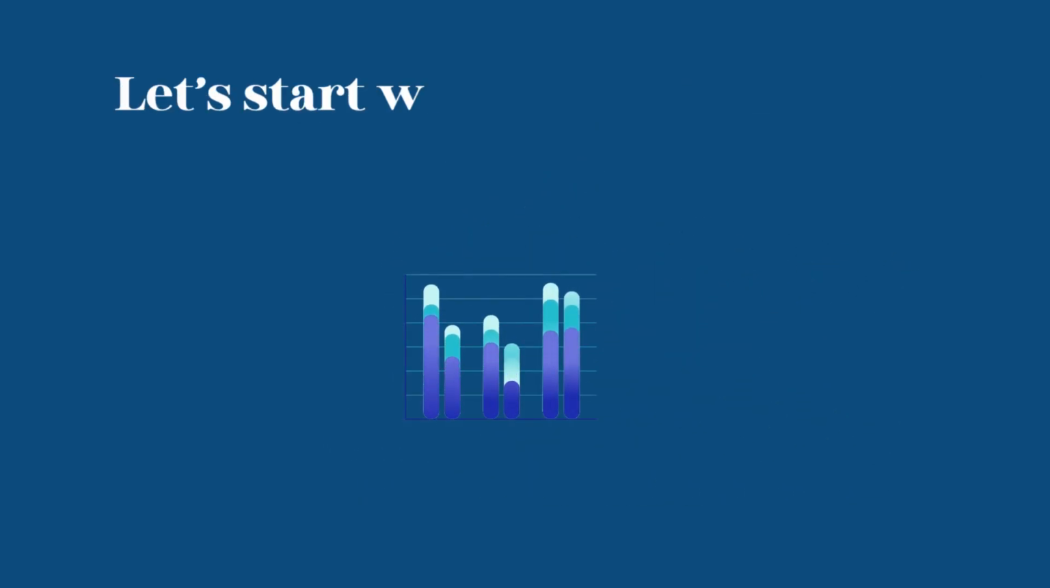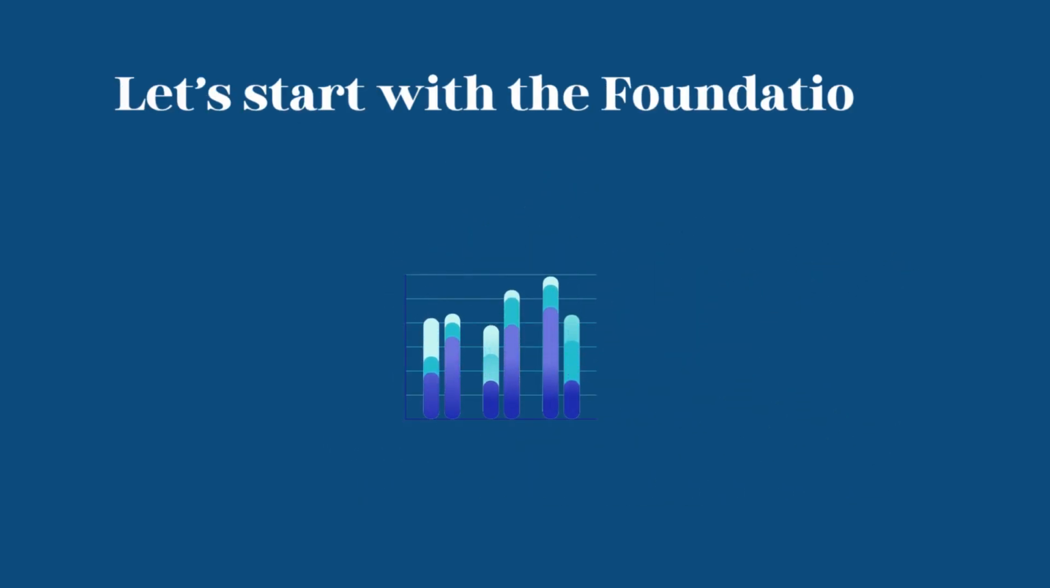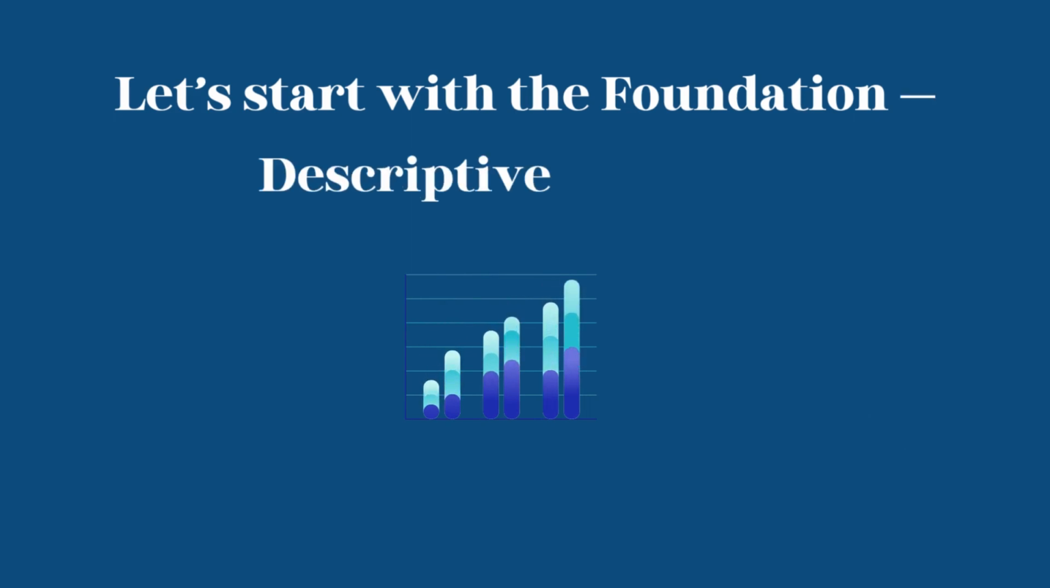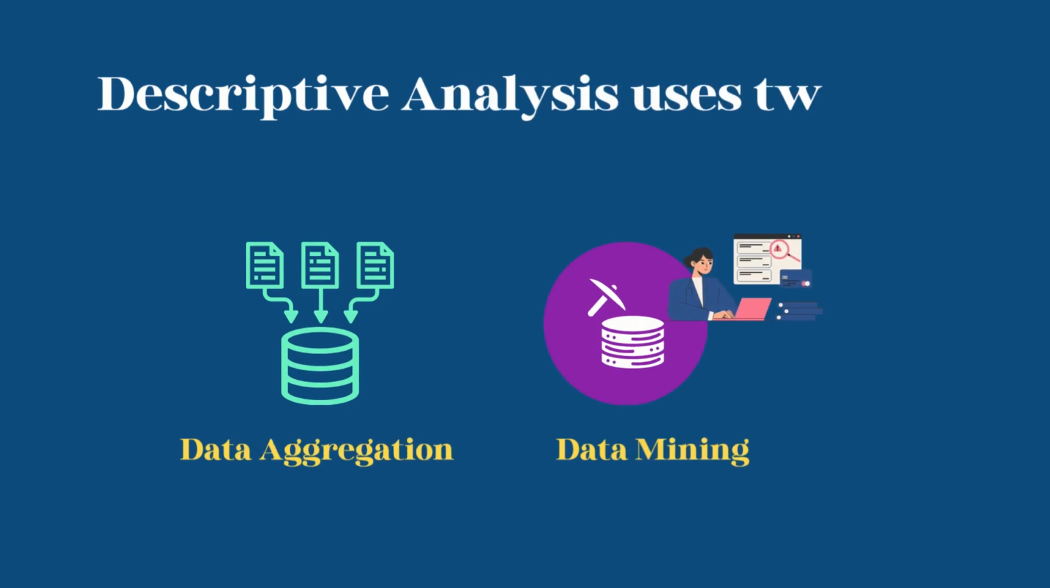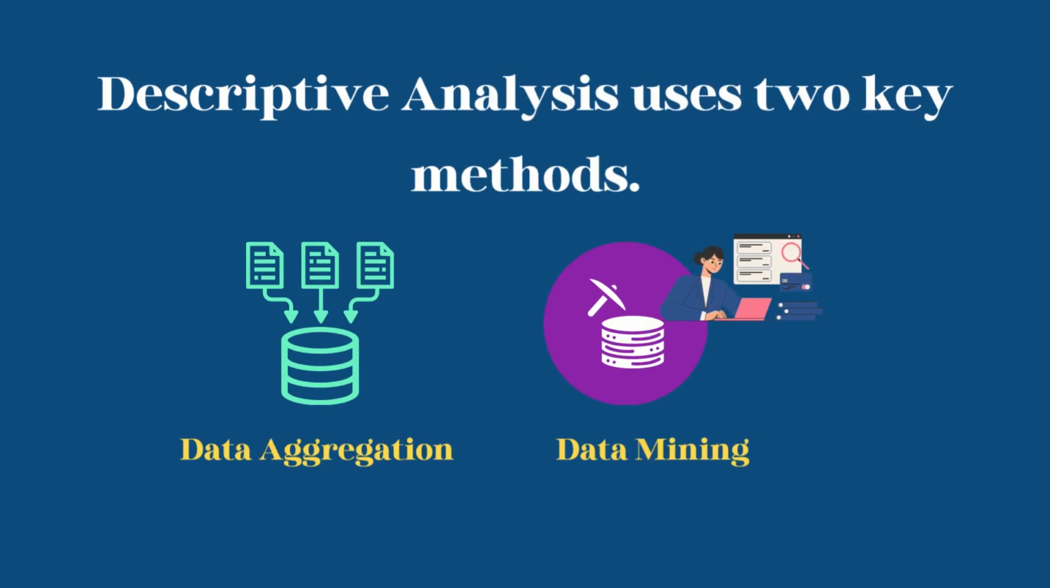Let's start with the simplest and most common type, descriptive analysis. This is all about summarizing what has already happened using historical data. It doesn't predict or explain, it simply describes the past. Descriptive analysis uses two key methods, data aggregation and data mining, to uncover patterns and trends in existing data.